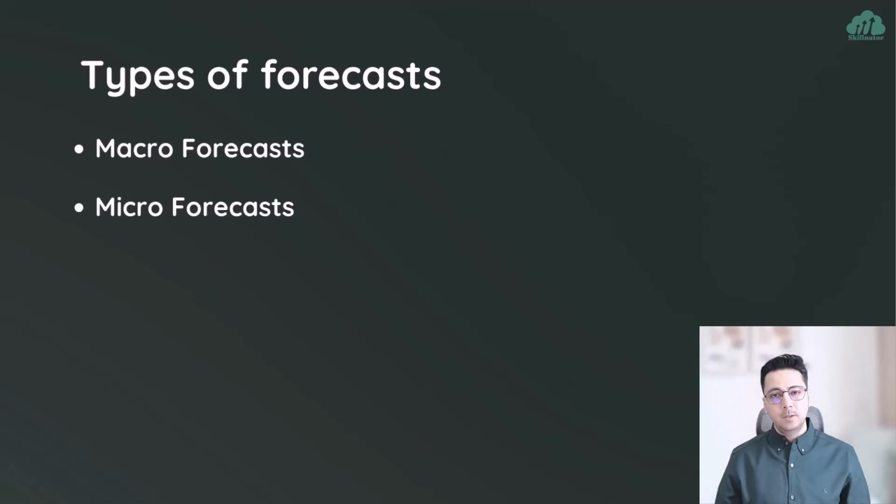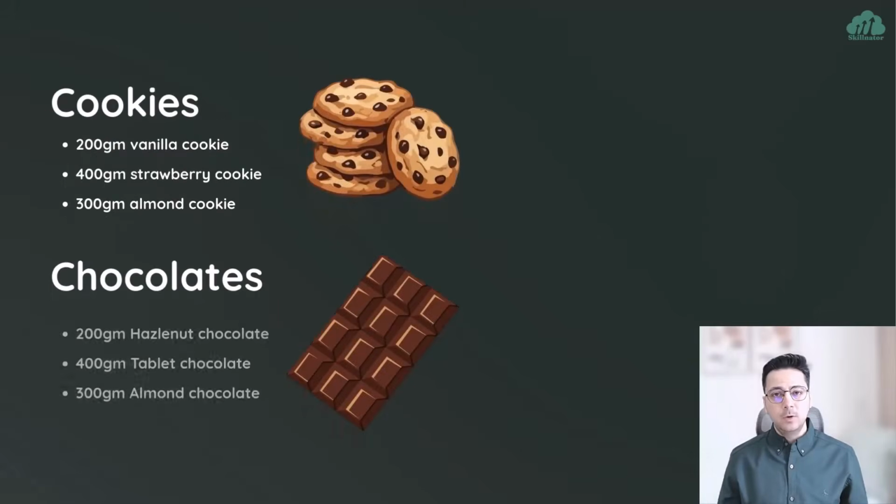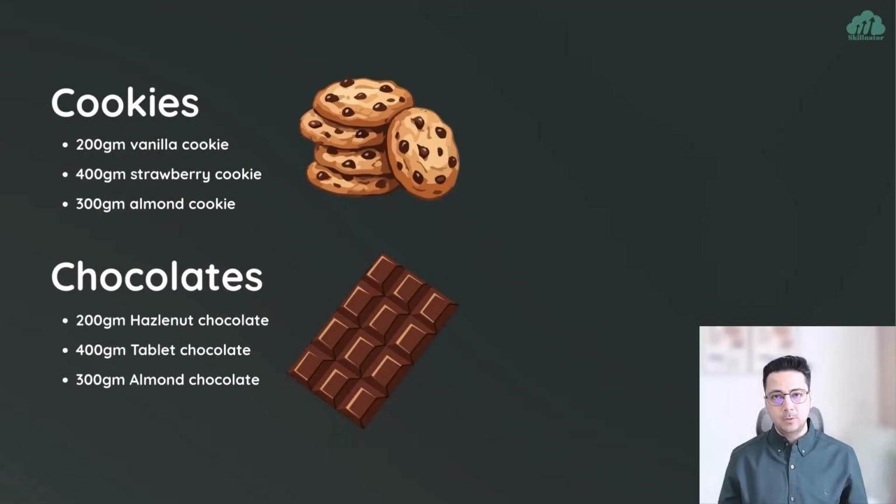Let's take a simple example. Assume you work for a company that sells two product categories, cookies and chocolates. Within each category, you sell 3 SKUs. An SKU is a stock keeping unit. Simply put, it means a unique product variant. For example, 200-gram vanilla cookie pack or 500-gram chocolate cookie pack. Now assume you have been asked to prepare a sales forecast for the year 2026. There are broadly 2 ways in which you could approach this.